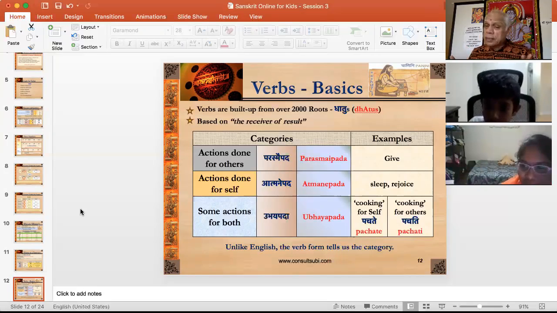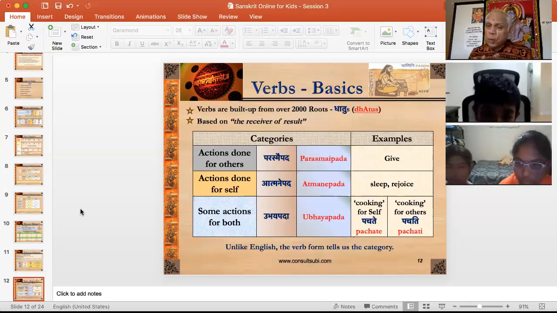But some actions can be for both. It's called ubhayapada. For example, your mom is cooking. Is she cooking only for herself? She's cooking a nice meal.